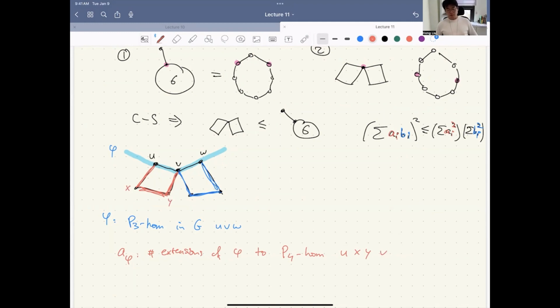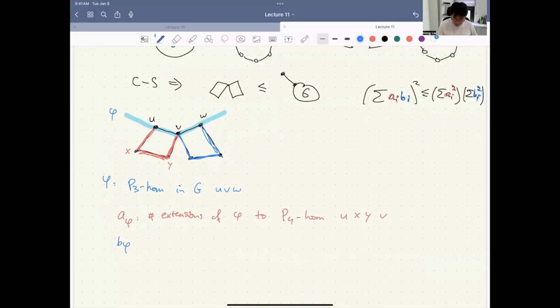A phi is the number of choices to map a P4 homomorphism with endpoints U, V. And B phi is the number of extensions to a P4 homomorphism with endpoints V, W. So V, Q, Z, W. I'm running out of letters.